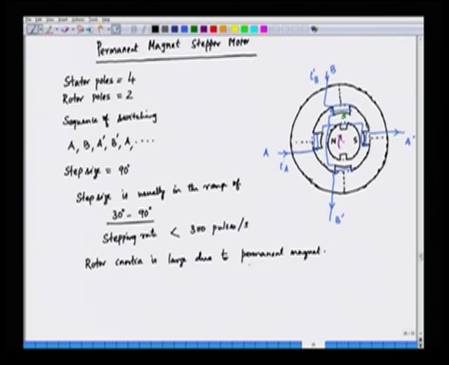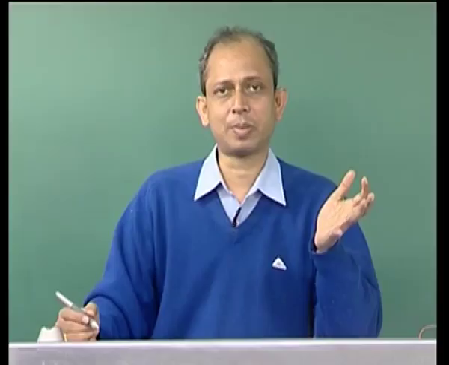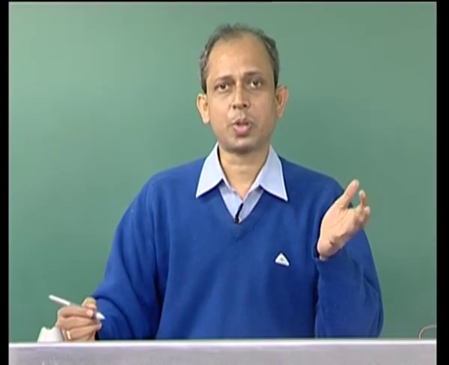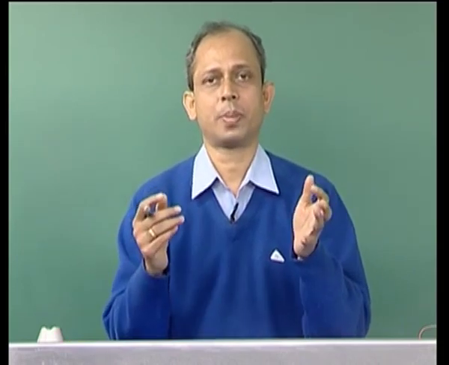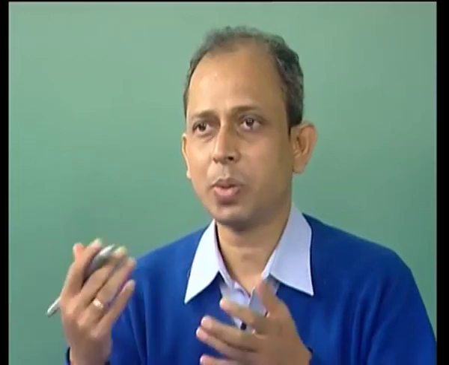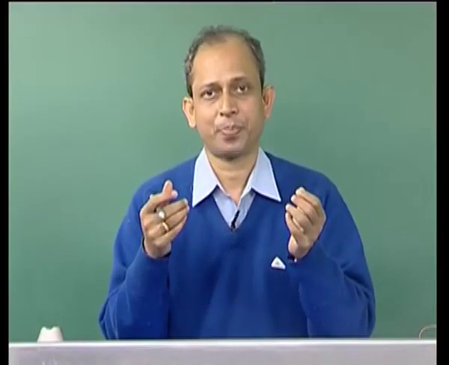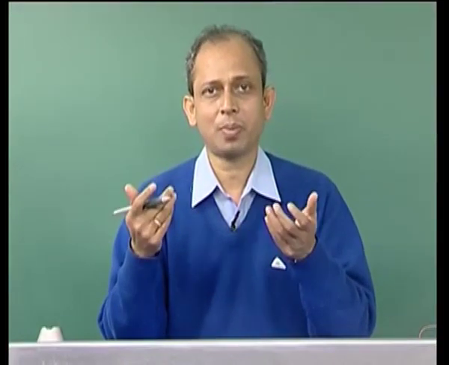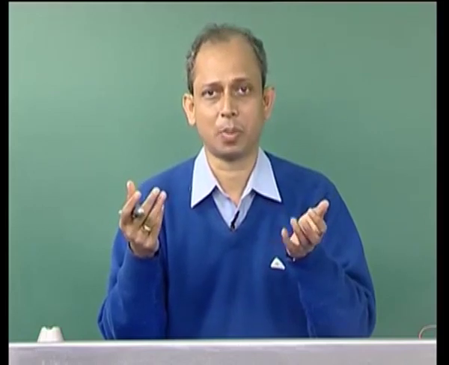Now, we have a third type of motor, which is a combination of the two. We have already seen the variable reluctance type stepper motor. We have also seen the permanent magnet stepper motor. If we combine these two, the objective is to have a reduced step size, a reduced rotor inertia, and overall compactness. And we have a third type of stepper motor, which is called a hybrid stepper motor.